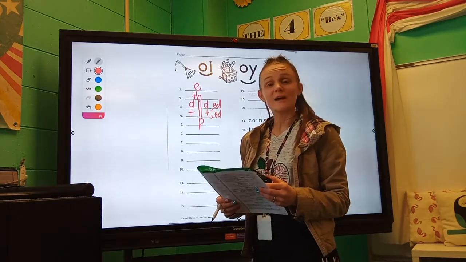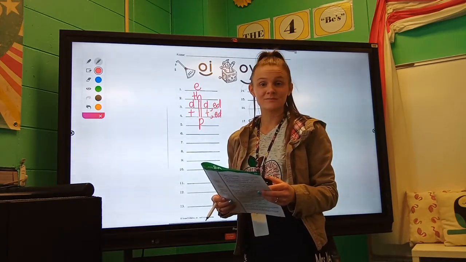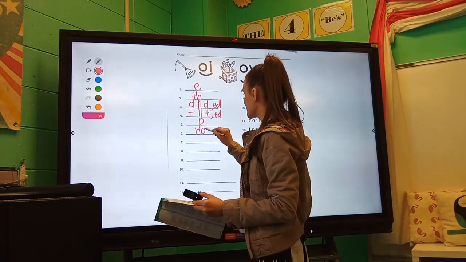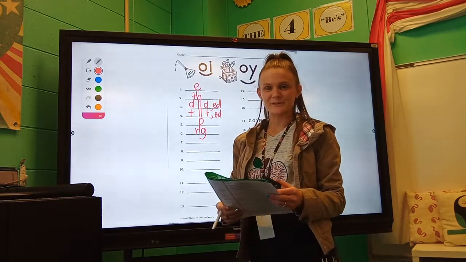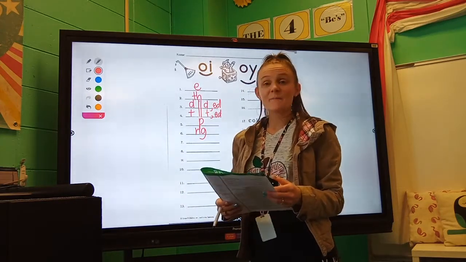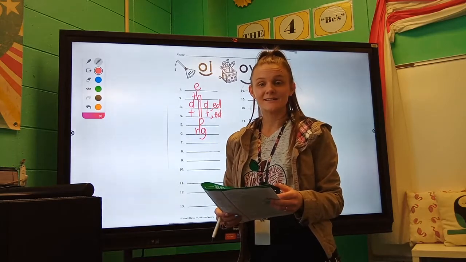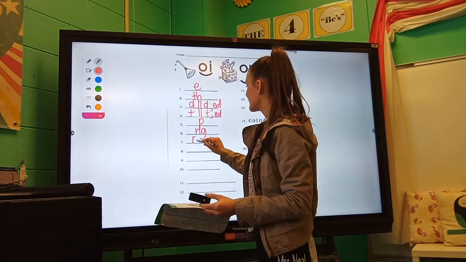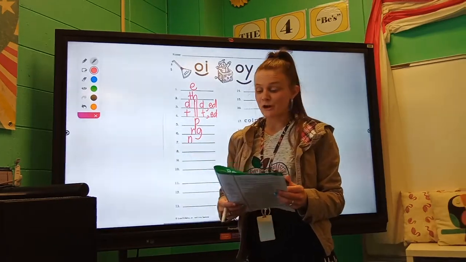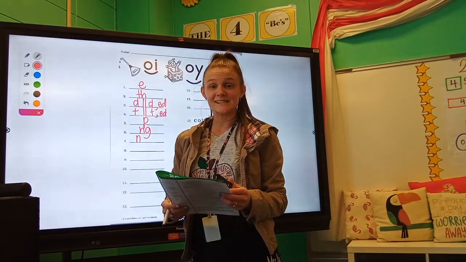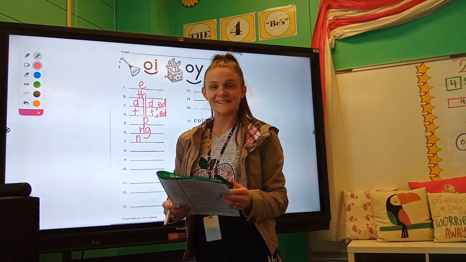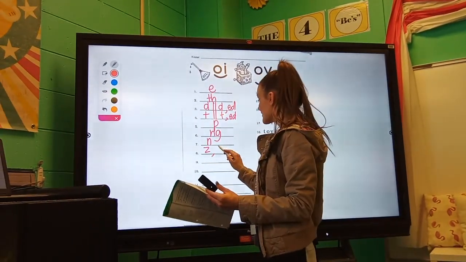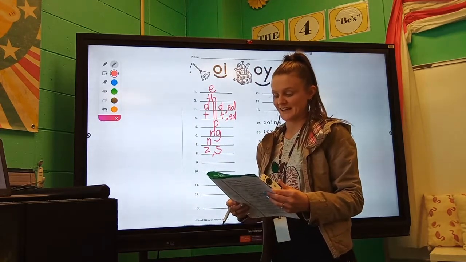For number 6, my letter sound is ng. Ng. That's the digraph NG making the ng sound. For number 7, my letter sound is n. N. Yes, that's letter N that makes that sound. For number 8, my letter sound is Z. Z. Letter Z can make the Z sound, and letter S can make the Z sound.